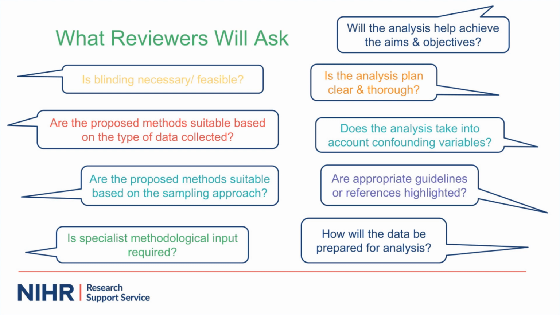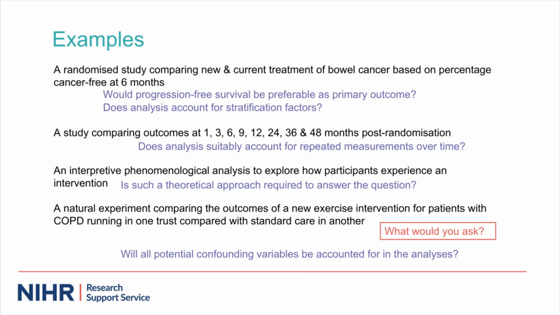And as you see, blinding can occur at several different stages in your research. Does the analysis take into account confounding variables? So you can design out some confounding through randomization or stratification, but at the end of the day, there's likely to be residual confounding. Are you dealing with that in some way, for example, in a regression model or some other statistical technique? Some examples: a randomized study comparing new and current treatment for bowel cancer based on percentage cancer-free at 6 months as primary outcome.